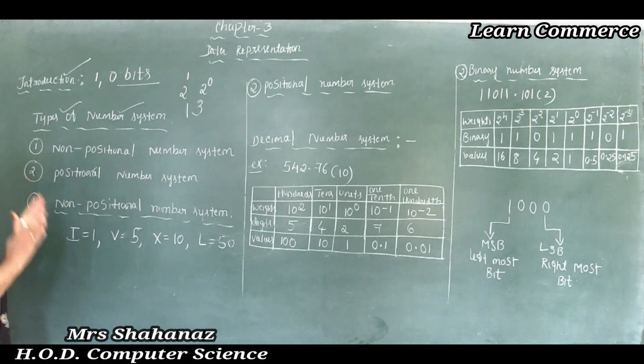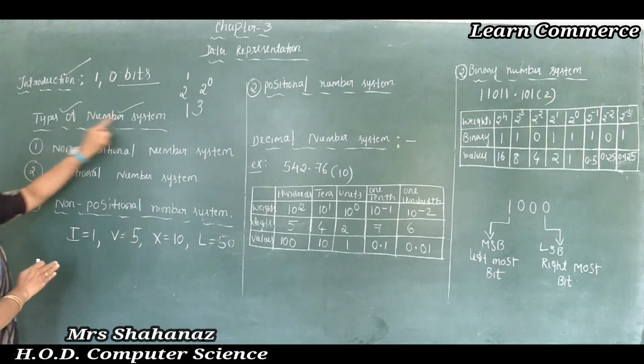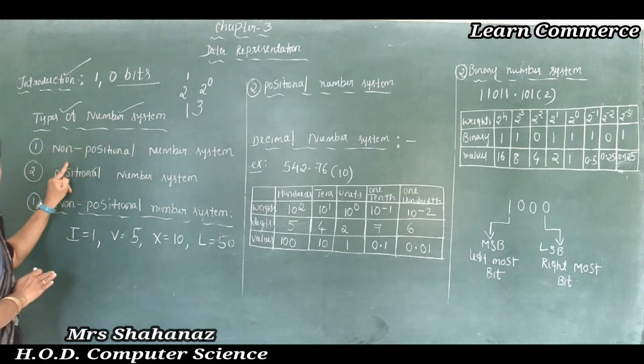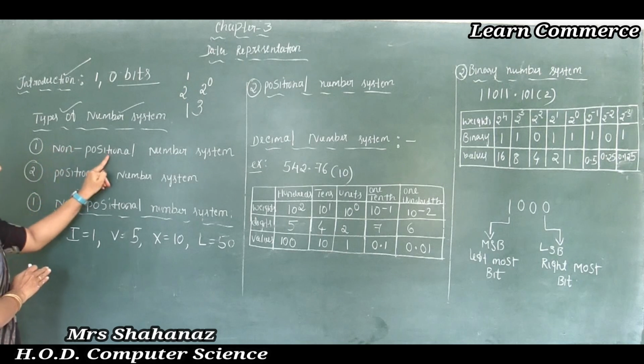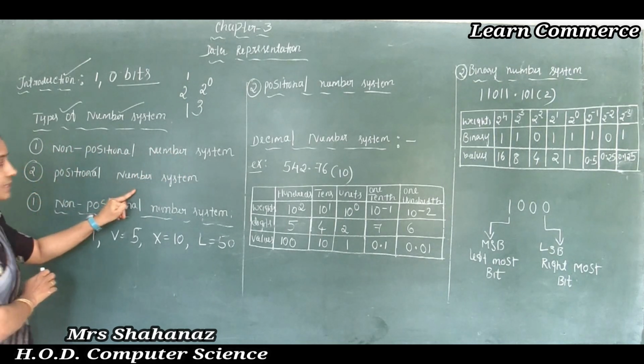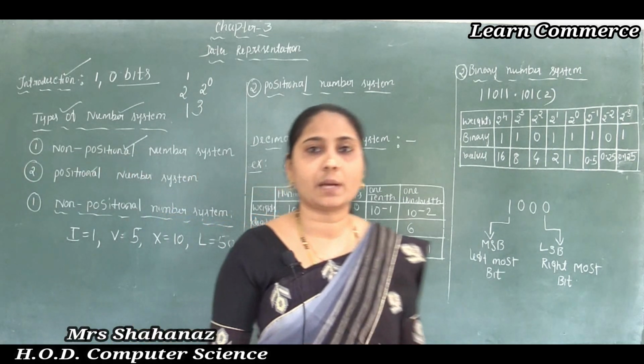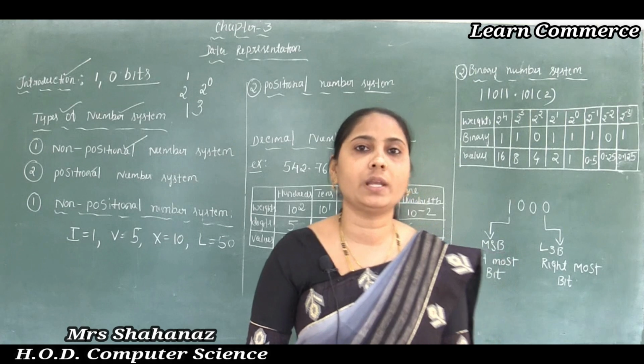For now, I just want to say that only two types of number system are there. The first one is called the non-positional number system and the second one is the positional number system. Now let's talk about our non-positional number system. So what about the non-positional number system?